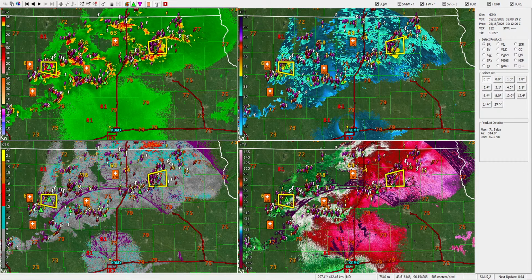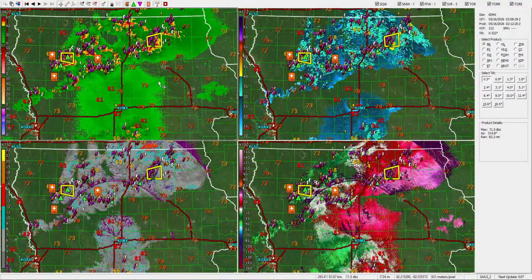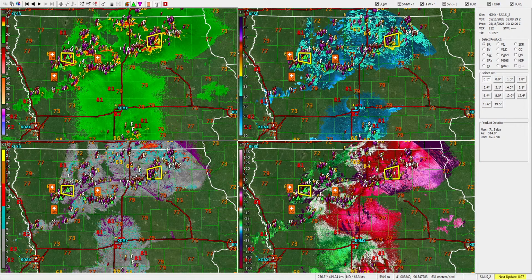Alright, we are live. Tracking these lines of storms that are coming through in Iowa here. We're using the GR2 analyst tool, and we are also using GR3. Make sure I get my projector set up right. Perfect.